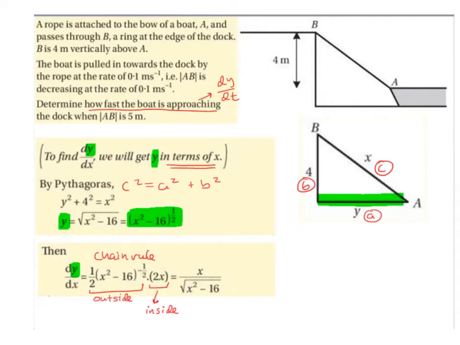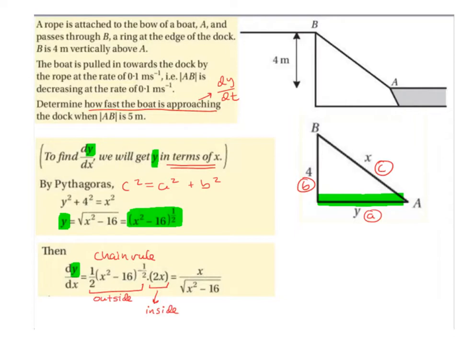So using Pythagoras' theorem, c squared equals a squared plus b squared, we get y squared plus 4 squared equals x squared. So y is going to be the square root of x squared minus 16, which can be rewritten as (x squared minus 16) to the power of a half. So now we have y in terms of x, which is what we wanted.